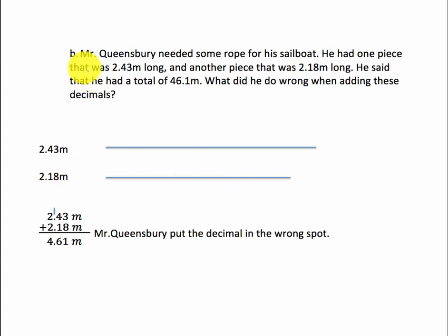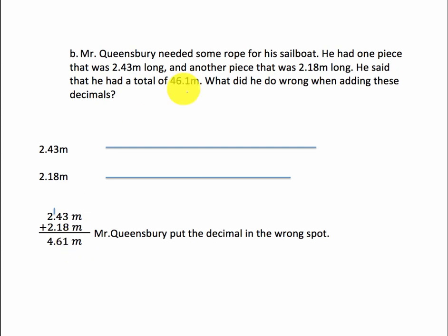Now when Mr. Queensberry added those together, he got 46.1. So let's add them together and see what happens. So 2.43, I'll stack them, plus 2.18. 3 plus 8 is 11. Put 1 down, carry the 1. 1 plus 4 plus 1 is 6. And 2 plus 2 is 4. Bring down my decimal, and make sure that I include my units of meters. So the correct answer is 4.61 meters.